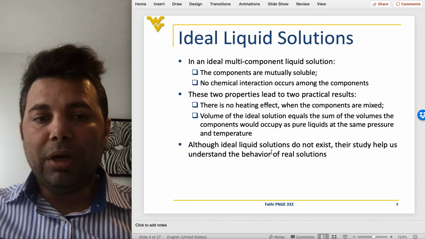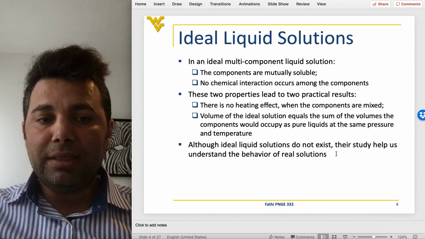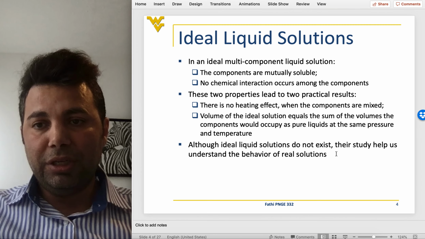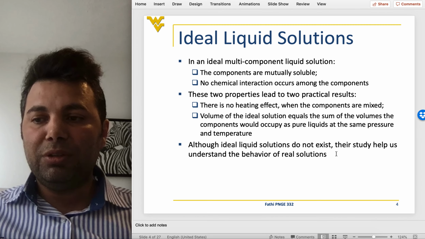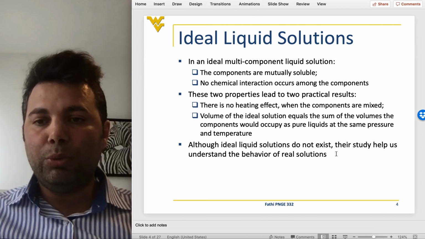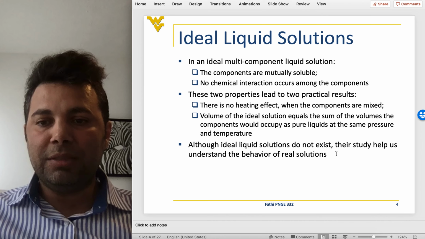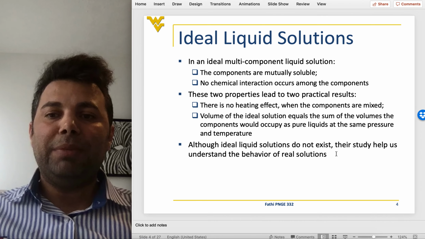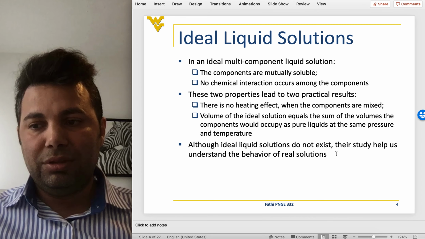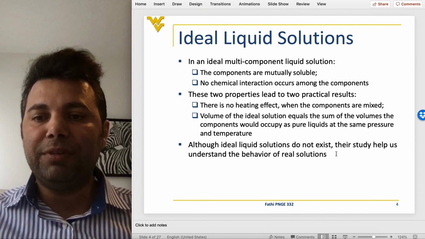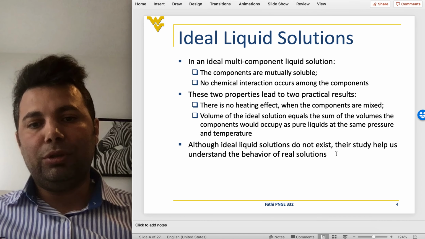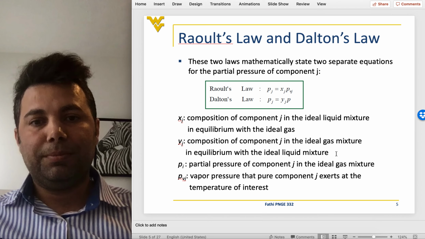Although ideal liquid solutions do not exist, their study helps us to understand the behavior of the real solution. We have practiced this before. For the case of gases, we looked at the ideal gas, derived the equations, saw how the ideal gas behaves, and then we made a correction for the real gas. So we are going to perform a very similar approach here. We're going to study our ideal liquid solution and then move to the real solution.